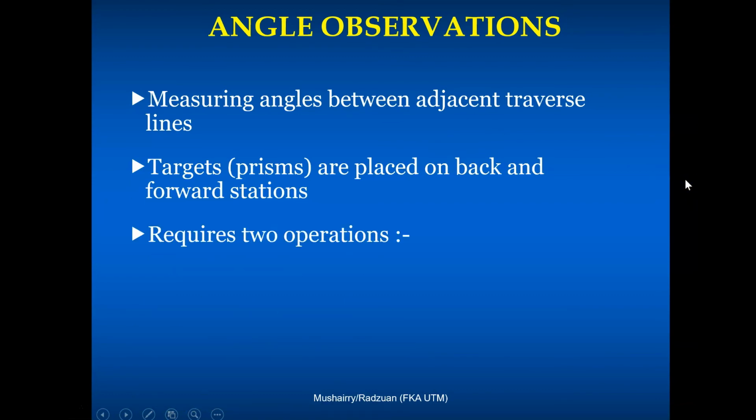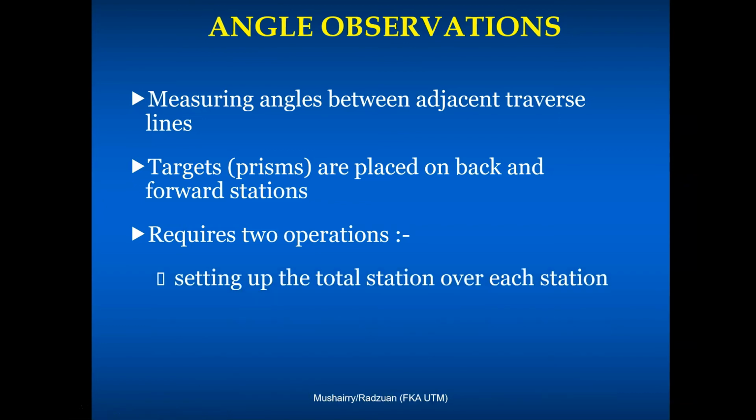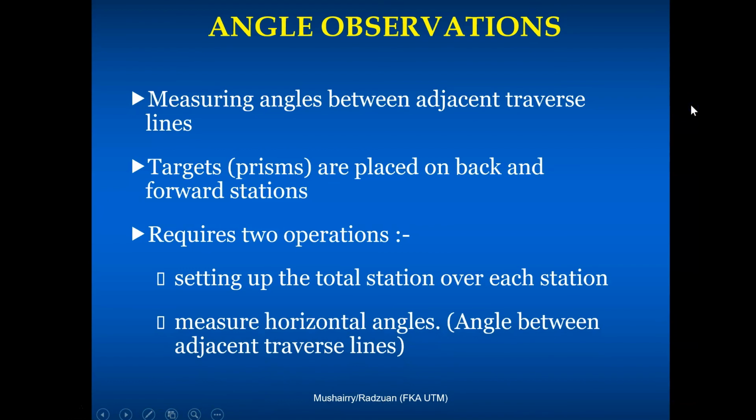Anyway, before that, it requires two operations. You got to set up the total station over each station. So that means you have to go to each of the stations that you have established. If you got 7 points, then we expect to see 7 angles or 7 bearings. And you measure the total angle between adjacent traverse lines.